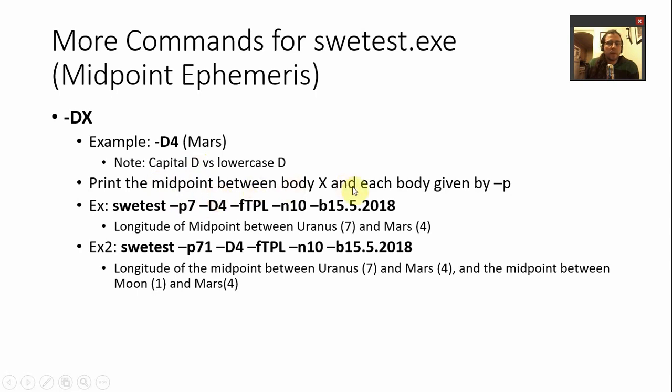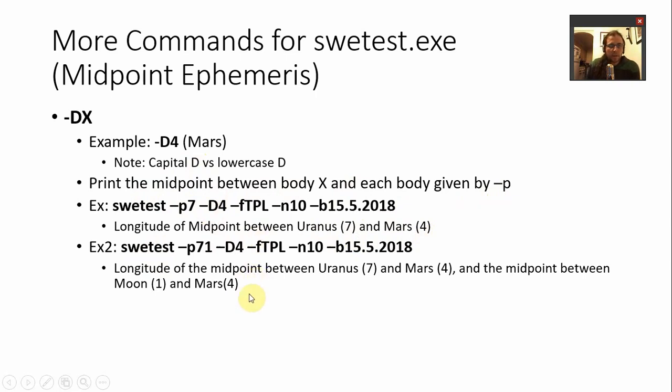We'll print the midpoint between body X and each body given by a dash P. So, for example, if you wanted to get the midpoint of Uranus and Mars, you would do 7 for Uranus, 4 for Mars. Here we have that.